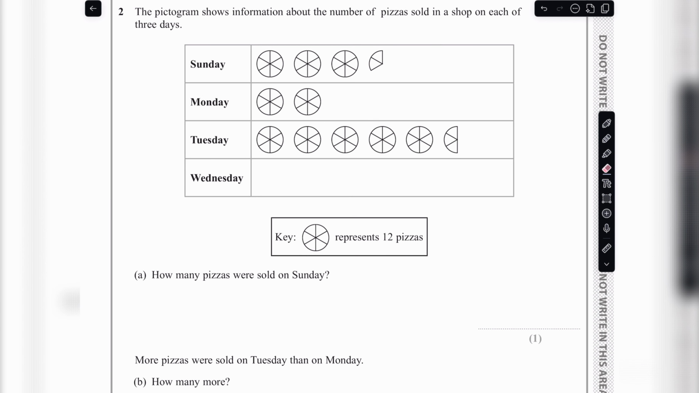In question 2, we are told that a pictogram shows information about the number of pizzas sold in the shop on each of 3 days. In the first part of this question, we are asked how many pizzas were sold on Sunday.